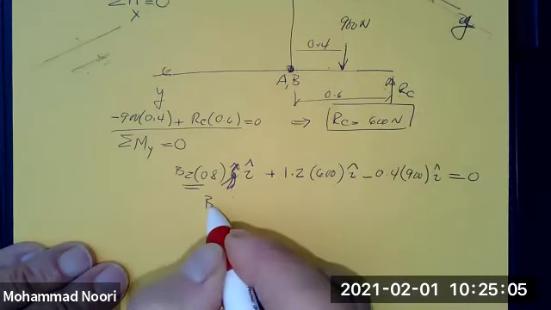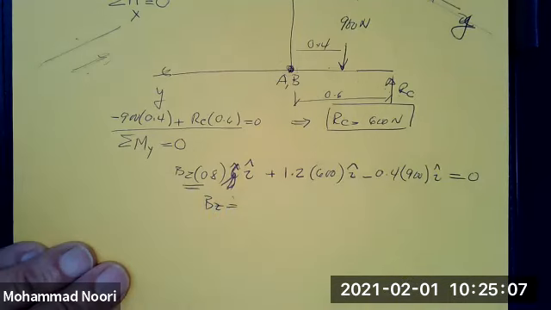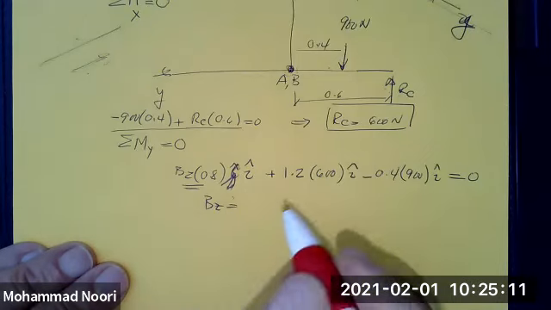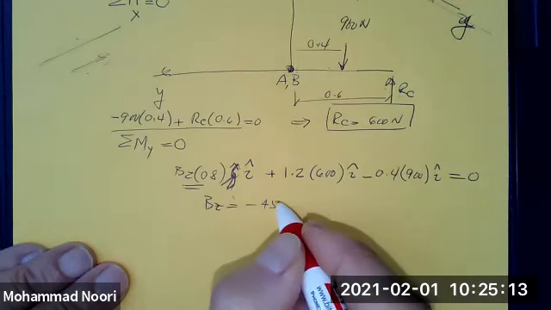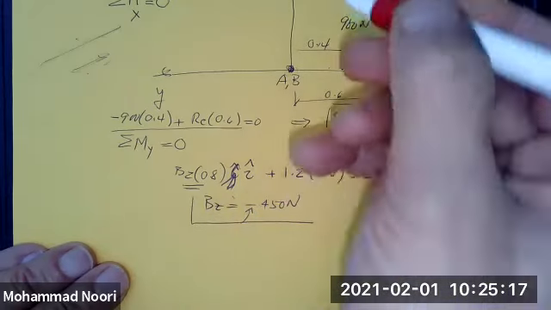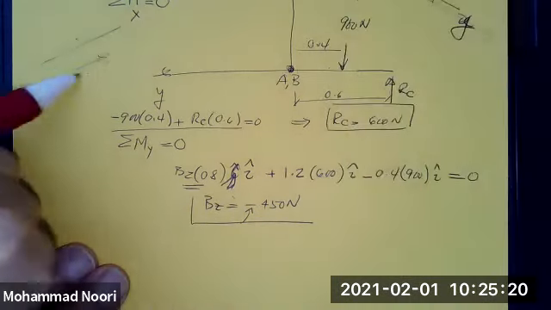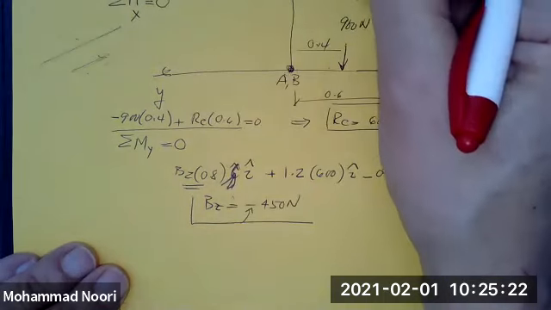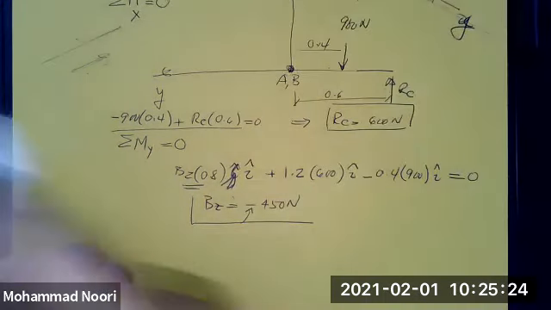So you can find BZ quickly here, and BZ comes out to be negative 450 Newtons, meaning that the assumed direction for BZ was wrong. So BZ is actually acting in this direction.